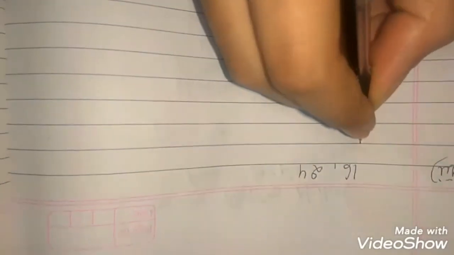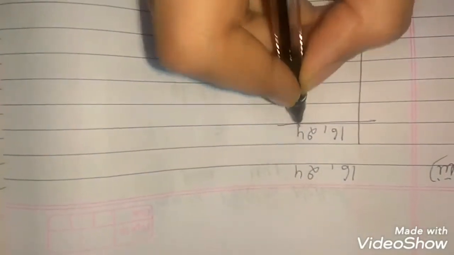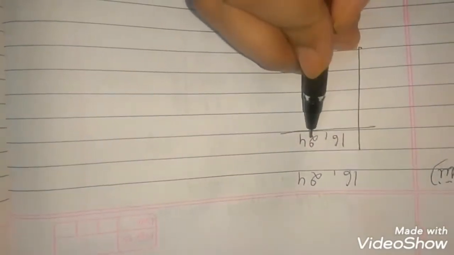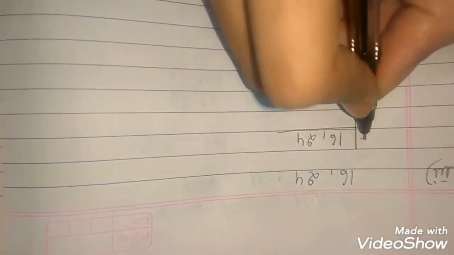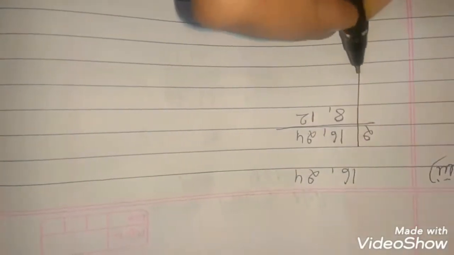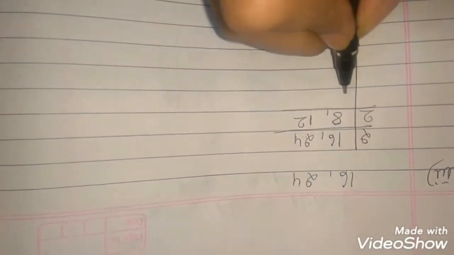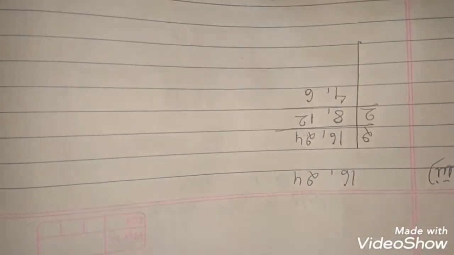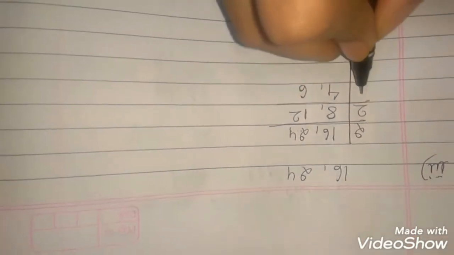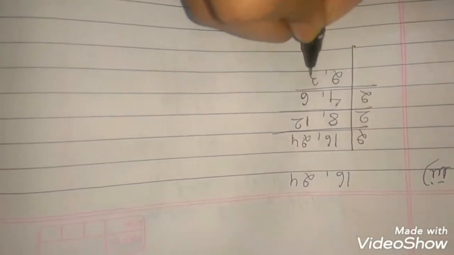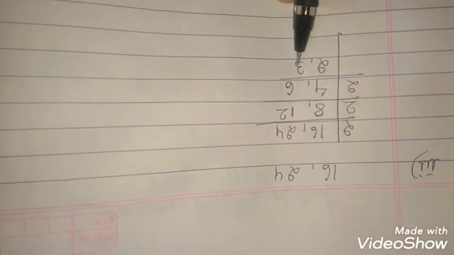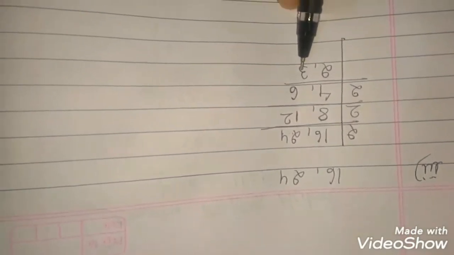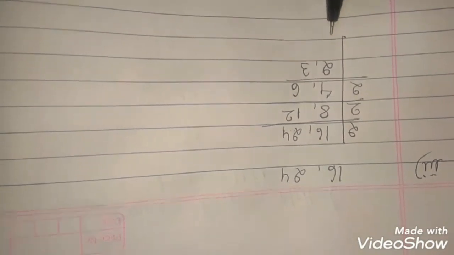Taking another example, that is 16 and 24. Again we will do the same thing. We will write 16 and 24 in the one row. 16 and 24 both are divisible by 2. So 2 8s are 16, 2 1s are 2, 2 2s are 4. Again both are divisible by 2, 2 4s are 8, 2 6s are 12. Again both are divisible by 2, 2 2s are 4, 2 3s are 6. Now 2 and 3, they don't have any common factors, so we cannot proceed further.